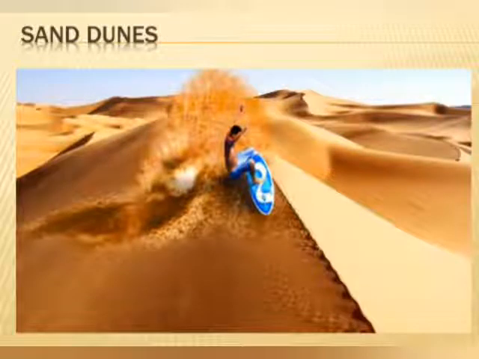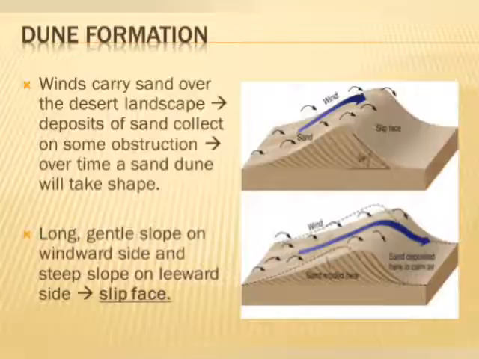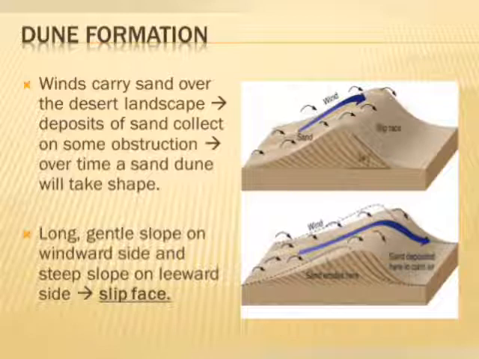Sand dunes are an effective windbreak. Mounds of loose sand, piled up by wind movements. Dune formation: winds carry sand over the desert landscape. Deposits of sand collect on some obstruction. Over time a sand dune will take shape, with a long, gentle slope on the windward side and a steep slope on the leeward side, the slip face.